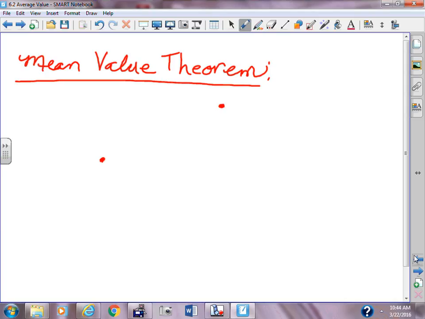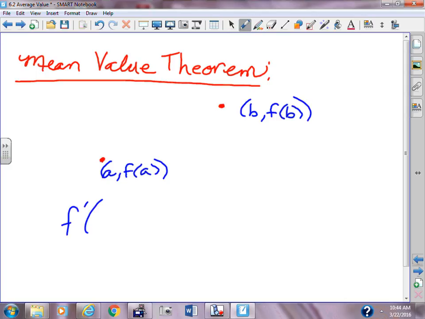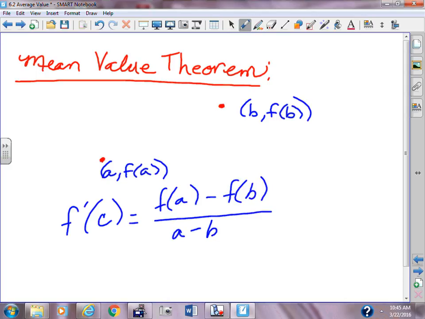Basically what happened was you would be given a graph. Typically you would have a beginning ordered pair and an ending ordered pair that were different. So let's say this ordered pair was the (a, f(a)) ordered pair, and this ordered pair here was a (b, f(b)) ordered pair. Now what the mean value theorem told us was that f prime of c, the derivative at some c value, was supposed to equal f(a) minus f(b) all over a minus b. Now f prime at c, that was the derivative, was supposed to equal this fraction.